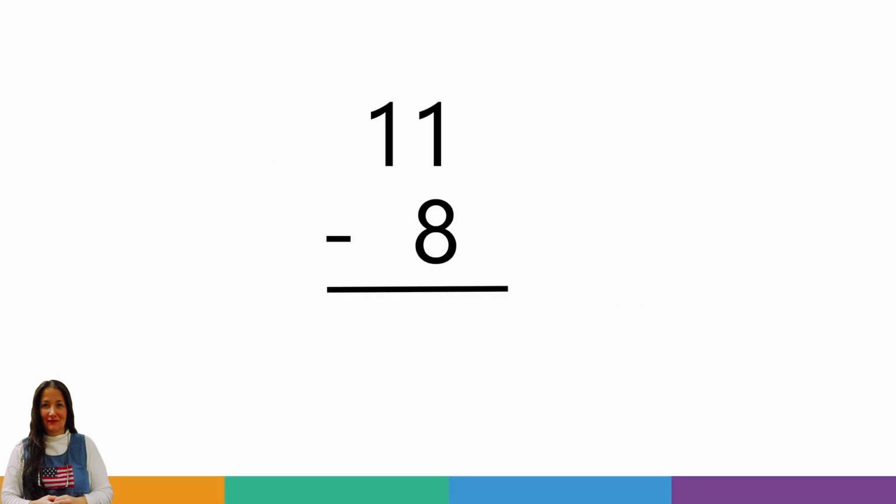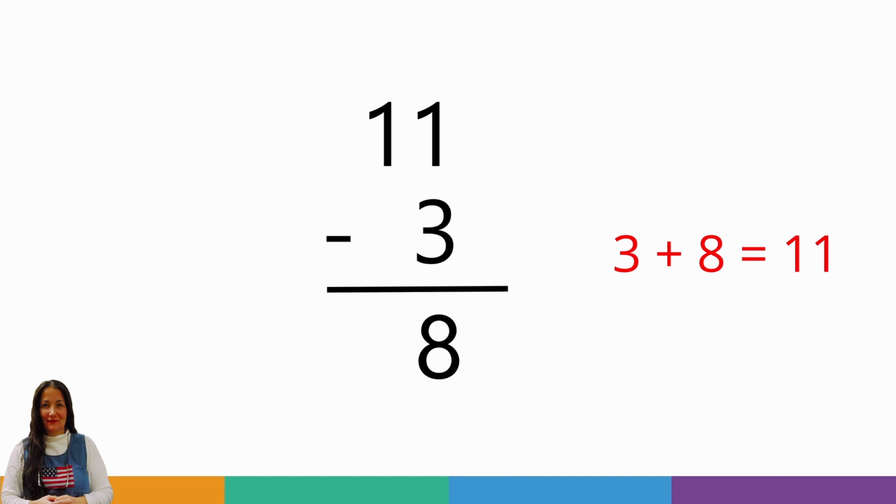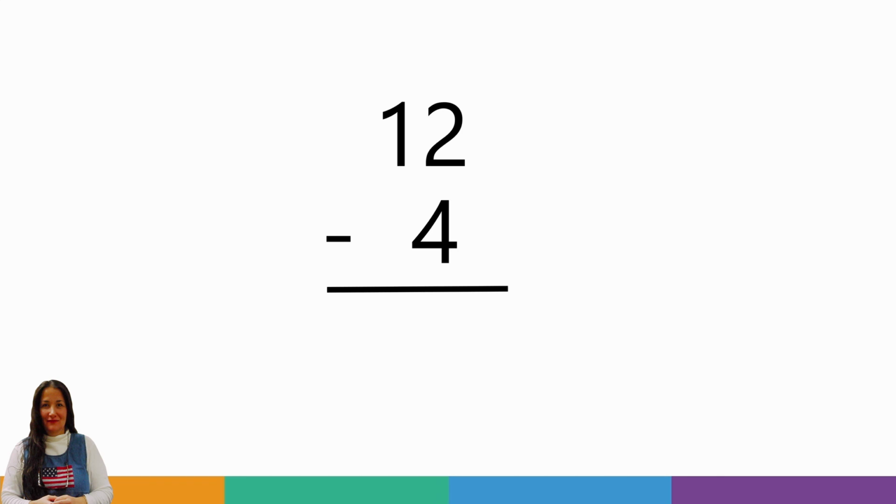There's one more way you can do this. You can go count up. 9, 10, 11. You get 3. Problem, I turn it into an addition problem. I get the answer by going 3 plus what equals 11. Let's do the next one.